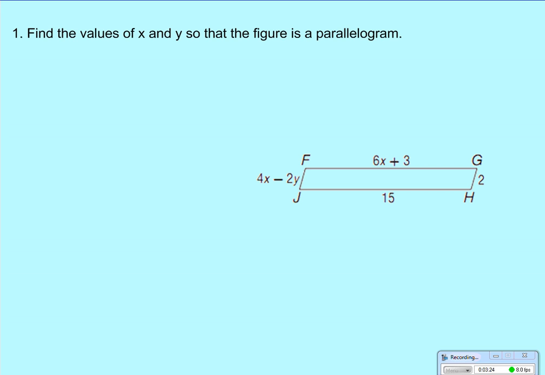So find the values of x and y so that the figure is a parallelogram. So this becomes a little bit of solving, a little bit of algebra. So 6x plus 3 equals 15. I know that because it's a parallelogram. This has to be equal to this. So a little solving.